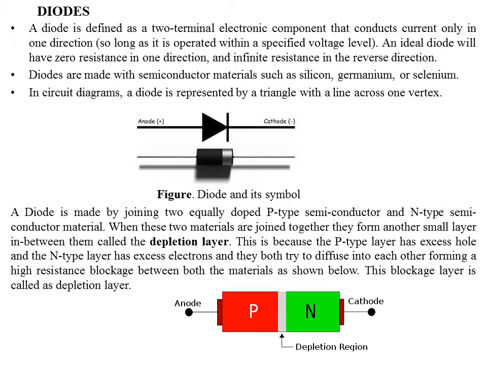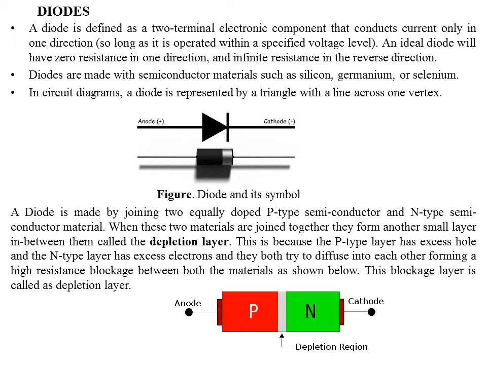This layer is called a depletion layer. Why it is called a depletion layer is because the p-type will have excess holes and the n-type will have excess electrons. These electrons and holes will try to diffuse into each other, and because of that there will be a high resistance, a blockage, between them. So this layer is called a blockage layer, also known as the depletion layer, as I have explained. This is a diode in its construction.